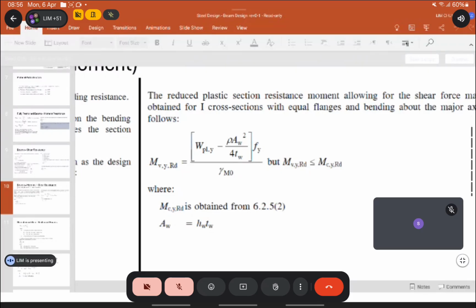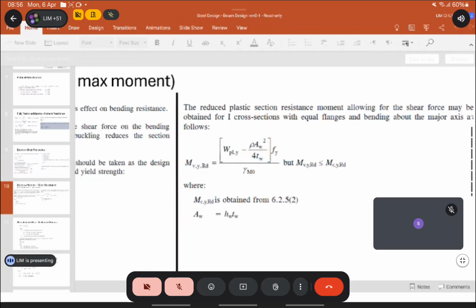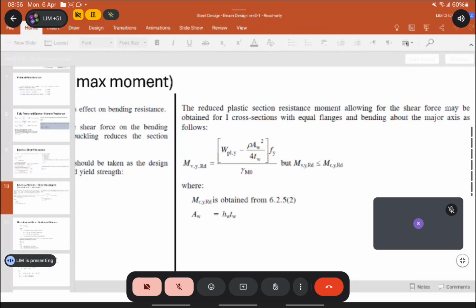But like I say, this situation normally doesn't occur. Even if it does occur, you can adjust your design so that you avoid this problem. There are ways to avoid it. So that concludes the theory part of the beam, moment, and shear design.